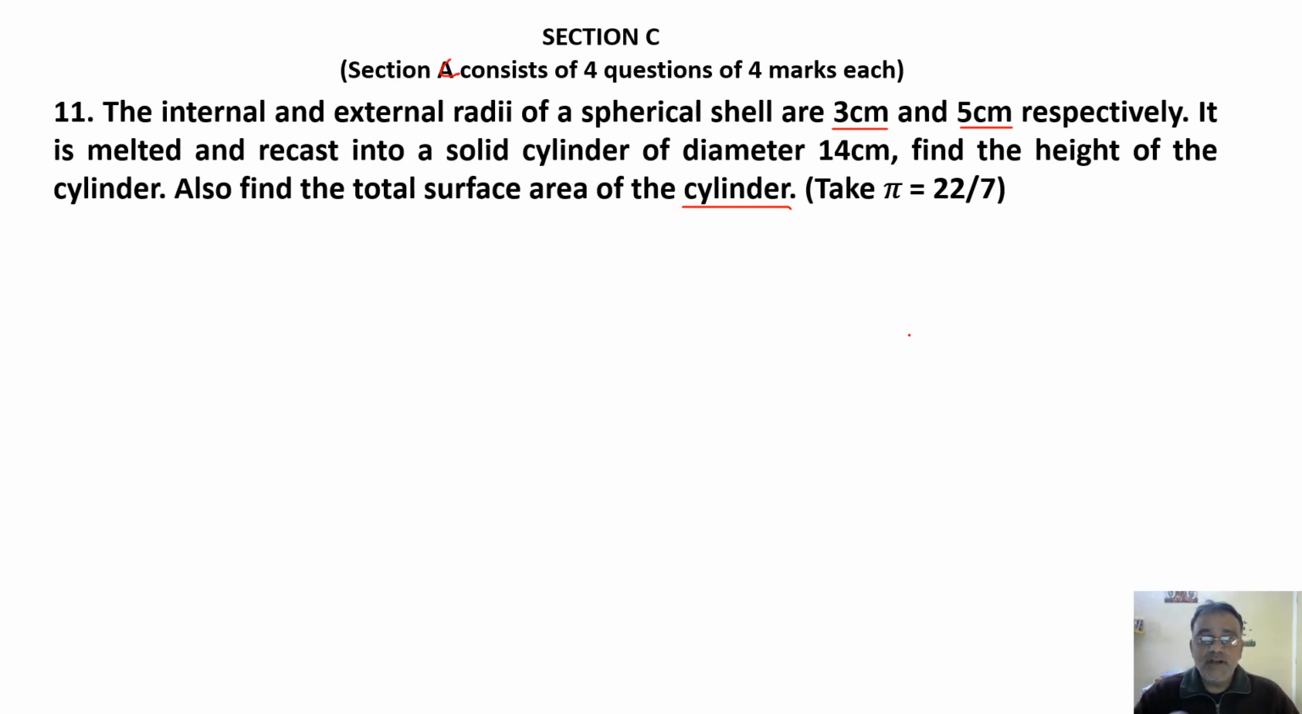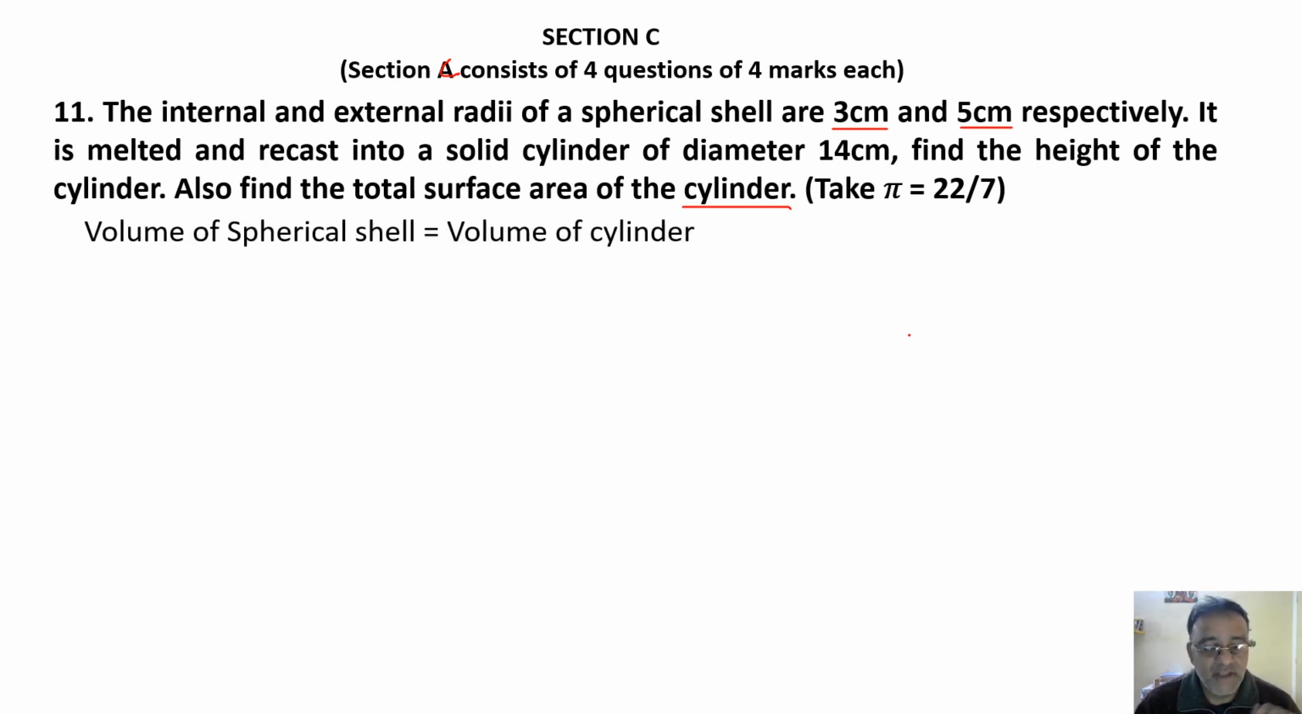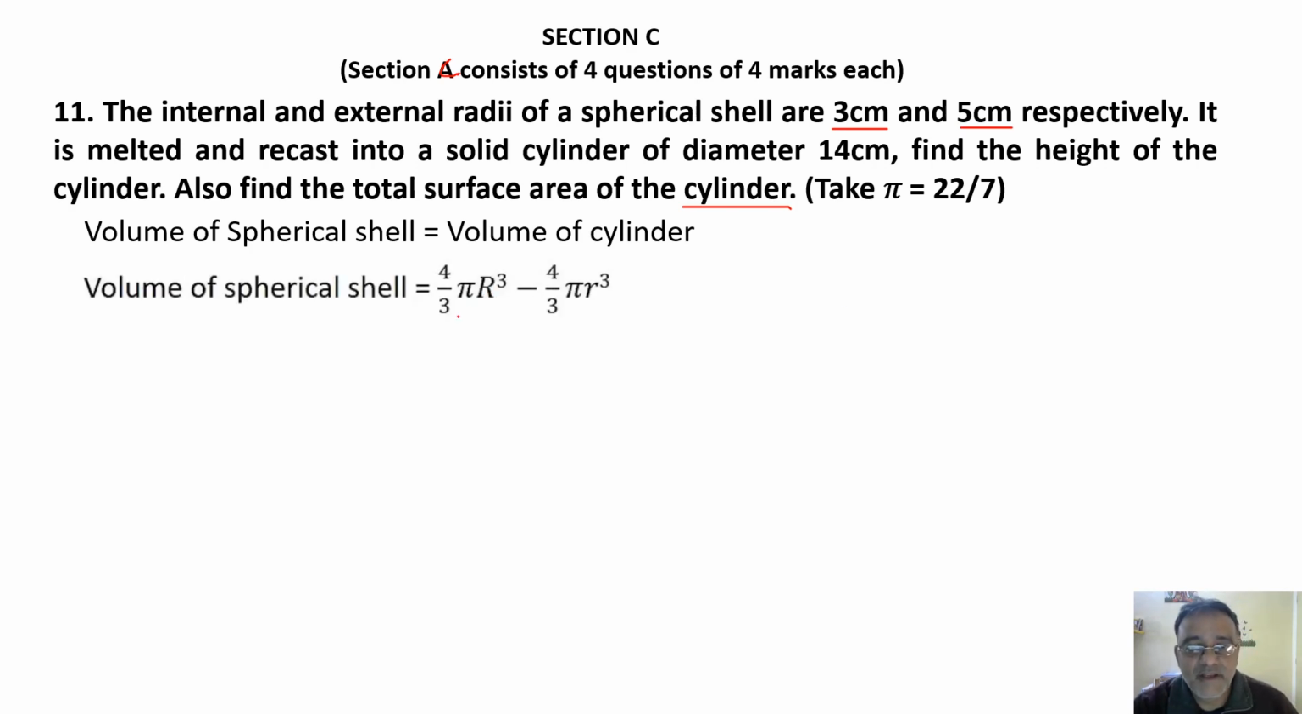According to the recasting, we know that the volume will remain the same. So volume of spherical shell will be equal to volume of cylinder. Now what is the volume of the spherical shell? Volume of outer sphere minus volume of inner sphere. In this we can take 4/3 π common.